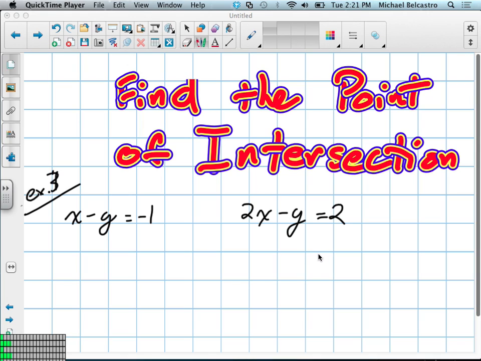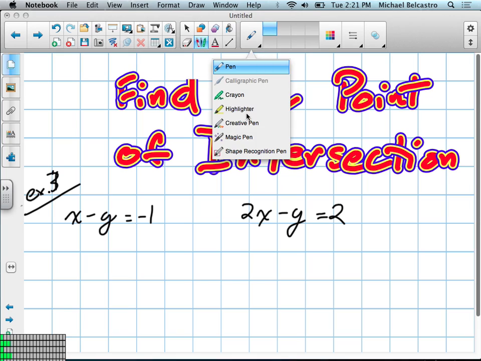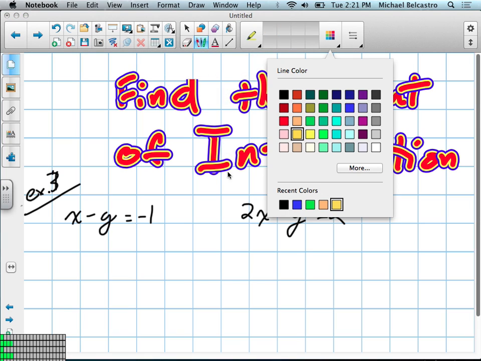Find the point of intersection. We have two equations here. They're both linear equations. They form straight lines on a graph. We need to find the point of intersection. There are many ways to do this. As of right now, we've only really worked with one of them. So we're going to set forth using that method.